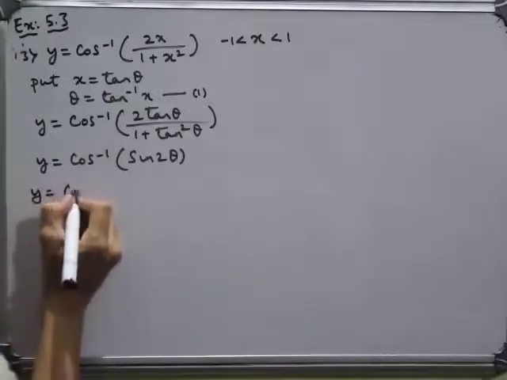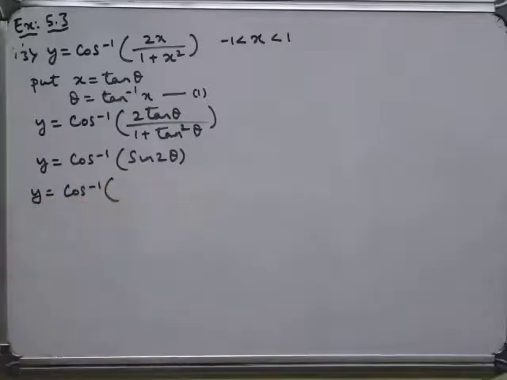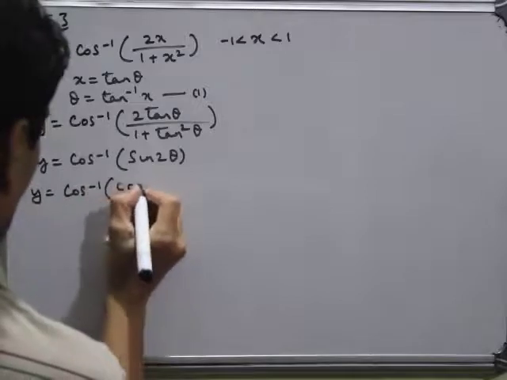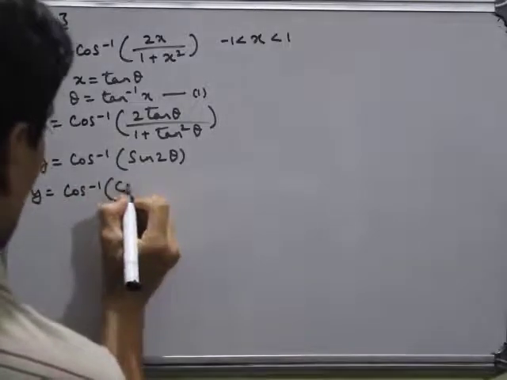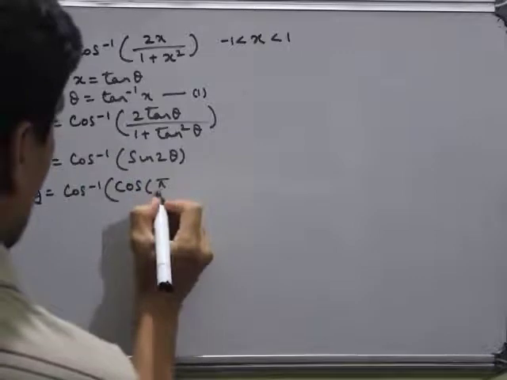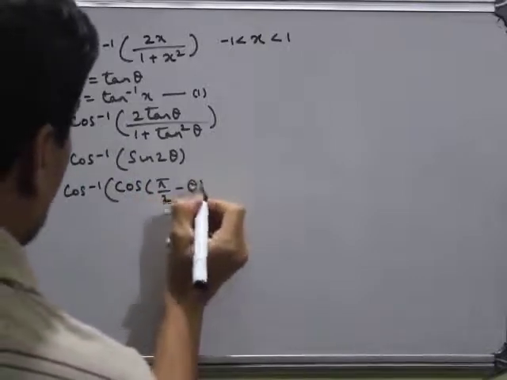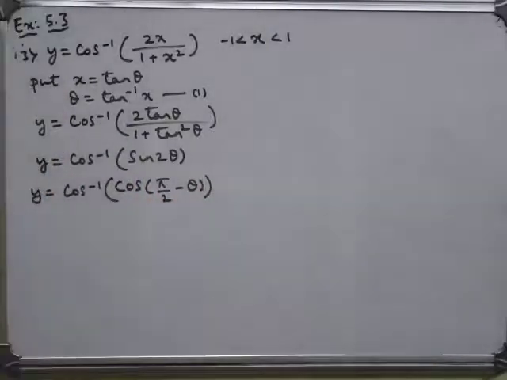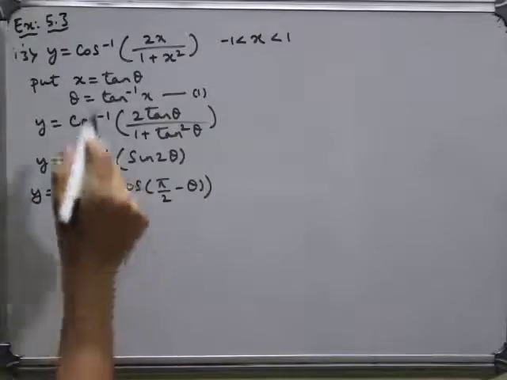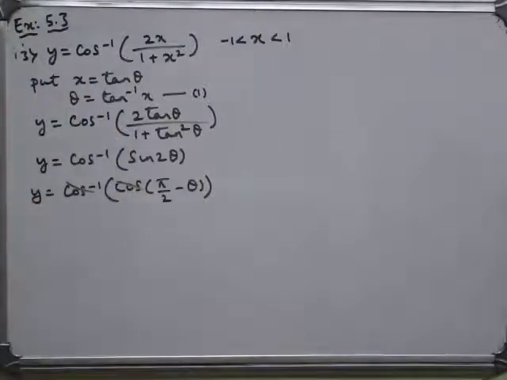So y is equal to cos inverse of sin 2 theta can be written as cos of pi by 2 minus 2 theta. So this is the change I was referring to. Cos of pi by 2 minus theta. Now cancel these two and continue further. Differentiate with respect to x. So even this problem is also very simple.